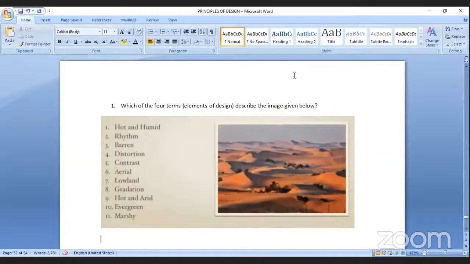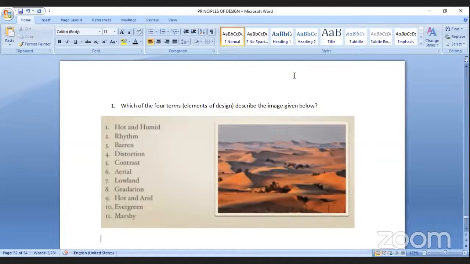Distortion means the image is purposely changed. Remember, we saw the fisheye view. That is distortion. Looking through a glass sphere is distortion. Where is distortion here? No distortion. Contrast? No, ma'am. Color difference is there, but there is no contrast, not that much of a difference. So no contrast.